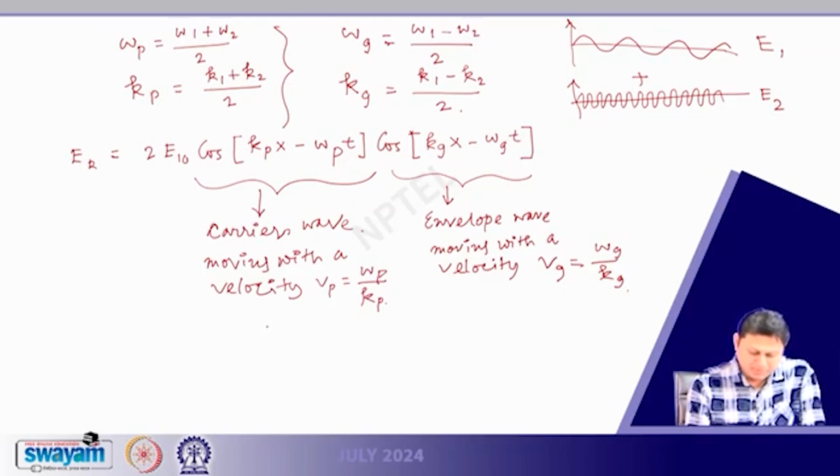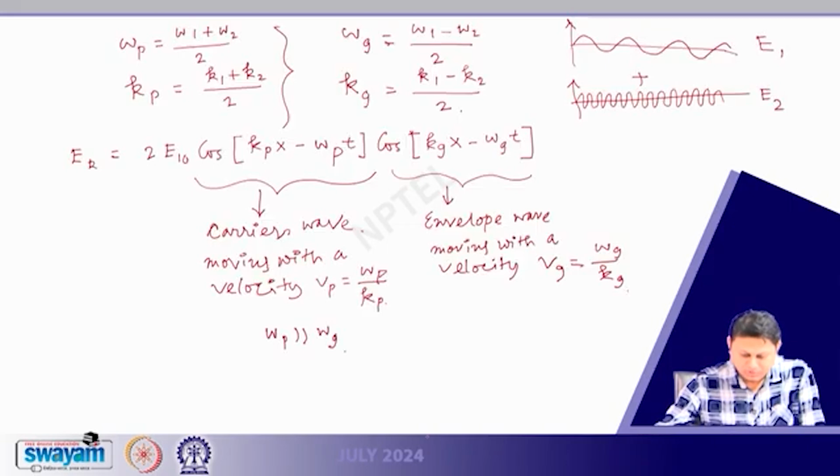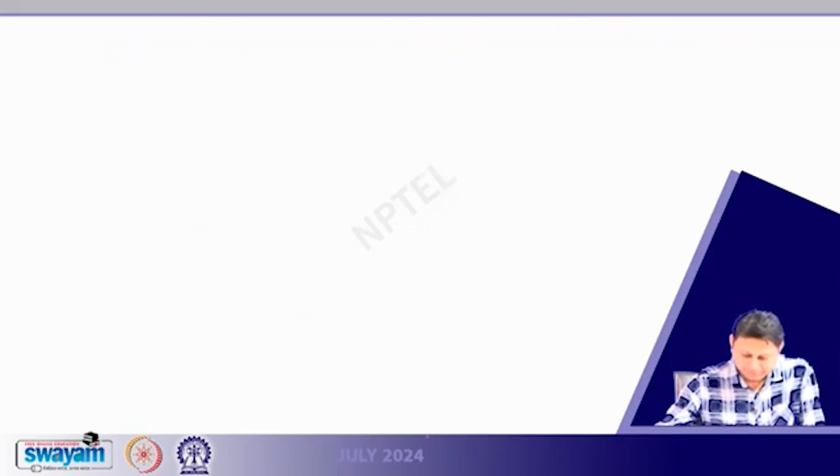And omega p is much greater than omega g. That means the frequency that the carrier wave has is much higher than the frequency of the envelope wave. Now, if I picturize what these two waves are and how they should look, it will be like this.